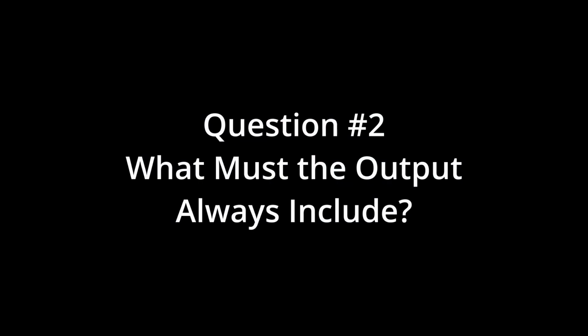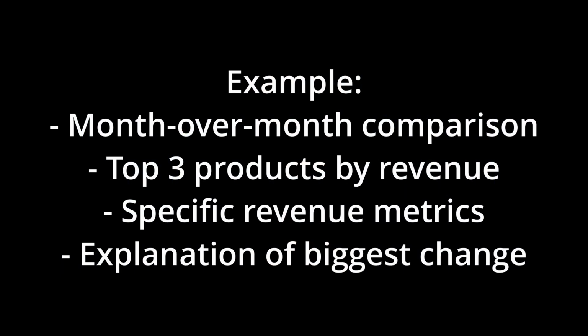Question 2. What must the output always include? Make this a checklist and be specific. So for our sales report, it might be month-over-month comparison, top 3 products by revenue, specific revenue numbers, or an explanation of the biggest change. Notice that these are concrete things that you can check for in the results, not vague stuff like be thorough. These are actual elements that you can verify are present or absent.